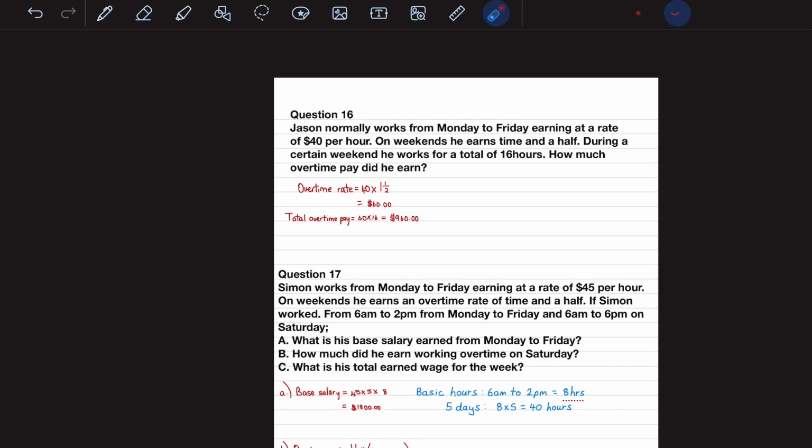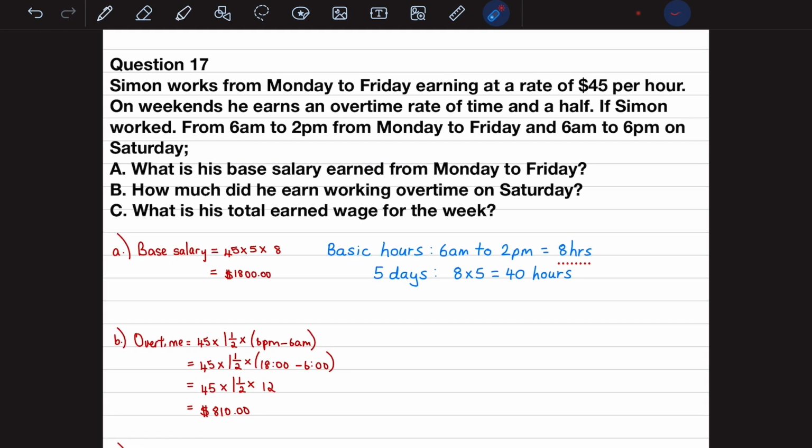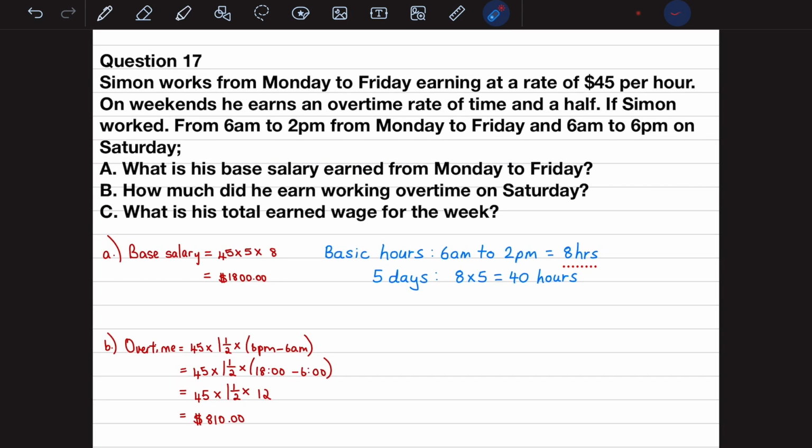Alright, let's correct. So Simon works from Monday to Friday, earning $45 per hour. On weekends, he earns an overtime rate of time and a half. If Simon worked from 6 a.m. to 2 p.m. Monday to Friday and 6 a.m. to 6 p.m. on Saturday, what is his base salary earned and how much did he earn working overtime on Saturday? And then what is the total?